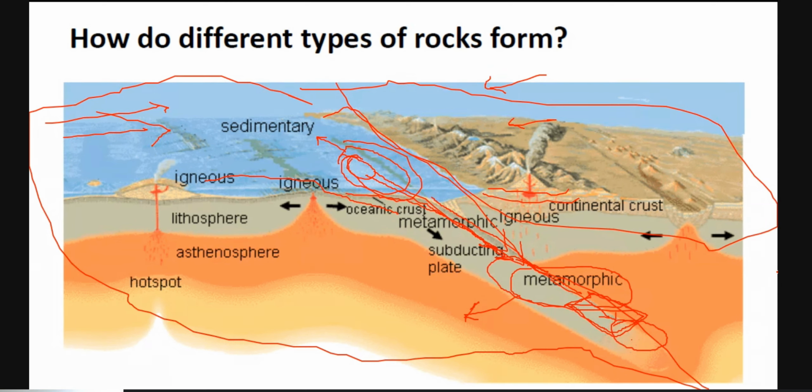As temperature and pressure increase, both will get melted, and here we get molten rocks. Okay, what will happen? Here we have immense temperature and pressure. If there is any fracture along this, then what will happen? The pressure will release now, and along the fracture the melt will rise.